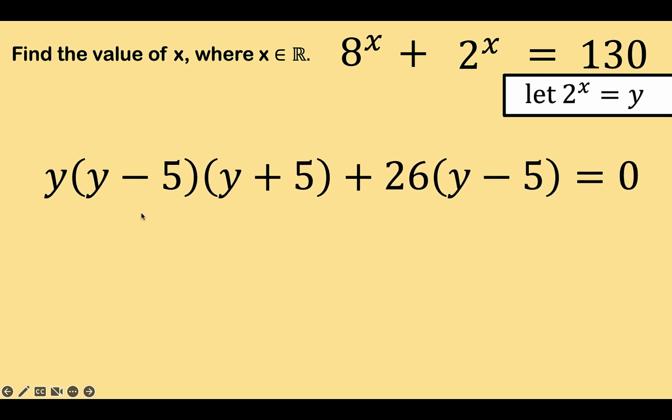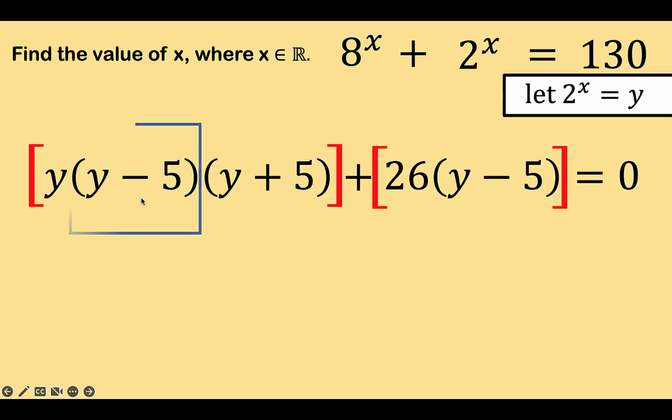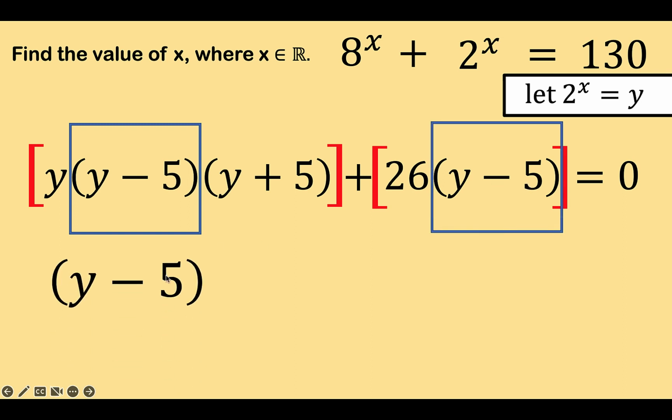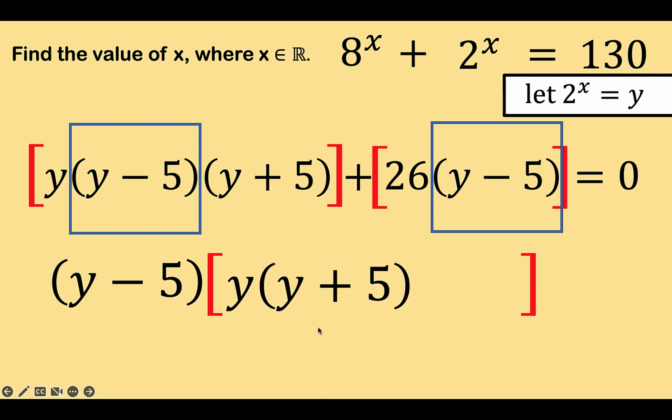Now, notice that this y minus 5 and this y minus 5 are common factors as well. So we can perform factoring by grouping again, and this is now what we have. Group this as one group and this part as another group, equals 0. Y minus 5 is common to these two groups. So factoring out y minus 5, we have this entire expression divided by y minus 5, so we can cancel y minus 5 out. What's left is y times the quantity y plus 5, plus 26 times y minus 5 divided by y minus 5, which is equal to 26.